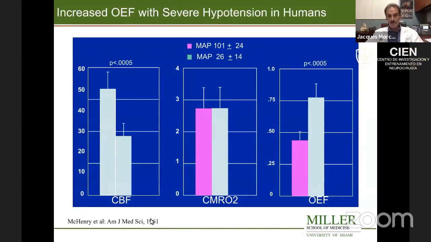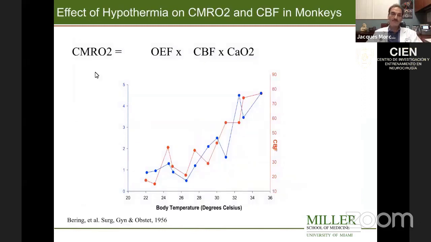I encourage the students among you or the young trainees to go back to 1961 and pull this paper to try to understand what happens when you are hypotensive. What happens to your cerebral blood flow? It drops, but oxygen extraction fraction, OEF, goes up so that the product of both maintains CMRO2. That's normal physiologic adaptation. Here is a formula that explains why this happens.